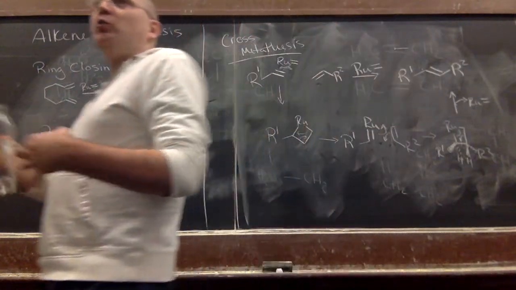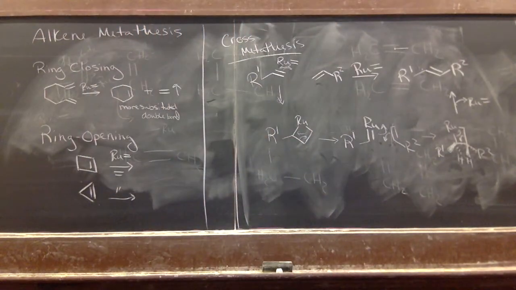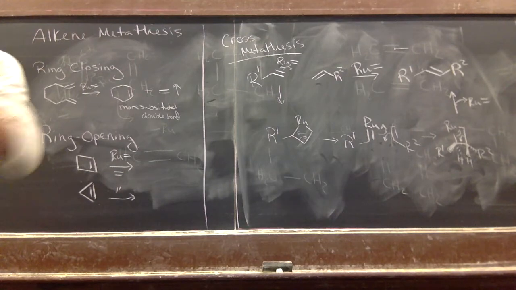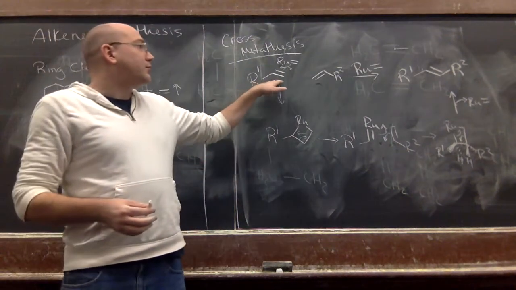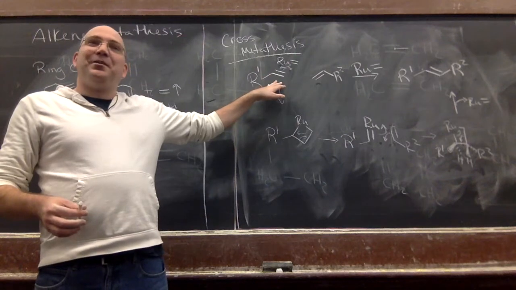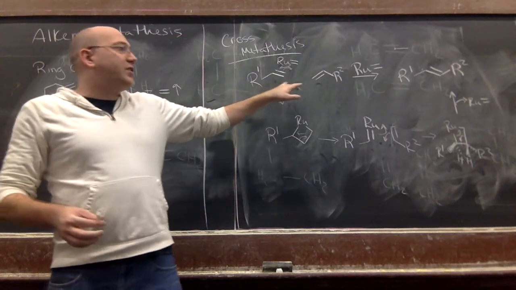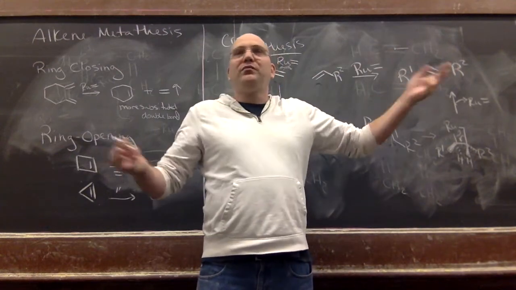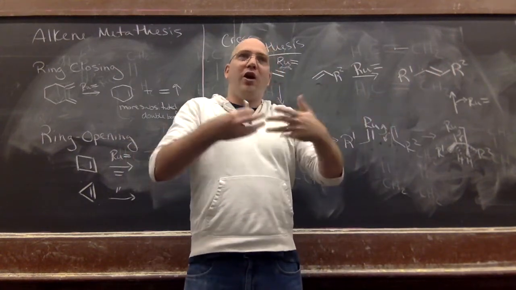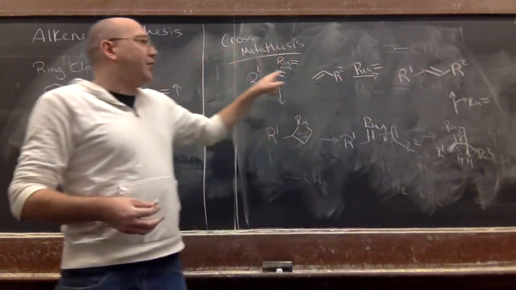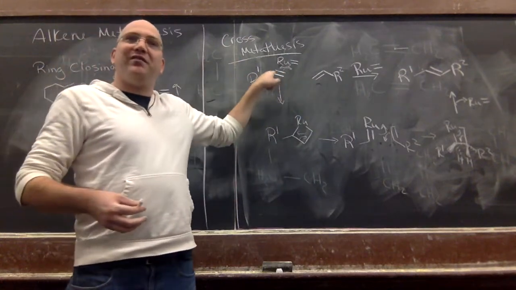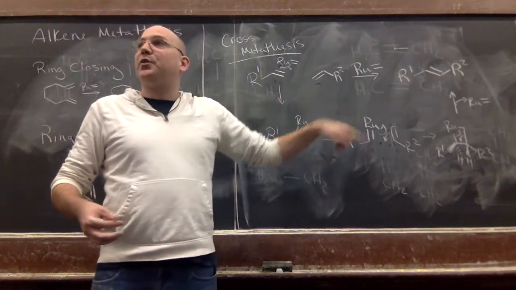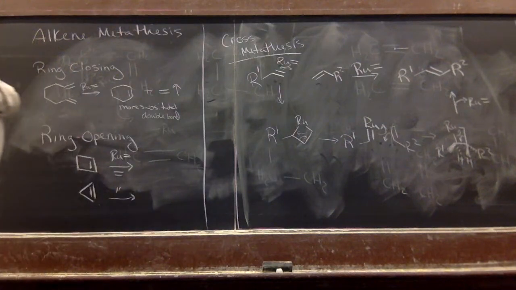But let's assume that we can render this reversible and get to the thermodynamic product. Well, R1 can bond with R1. Yes, that's kind of what I was getting to, right? You could also get the cross, but we could also have the dimerization, if you will, of this one, or the dimerization of this one as well, right? And this is one of the challenges with cross metathesis.